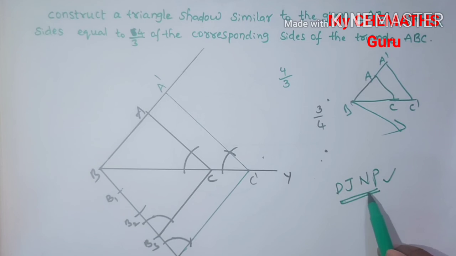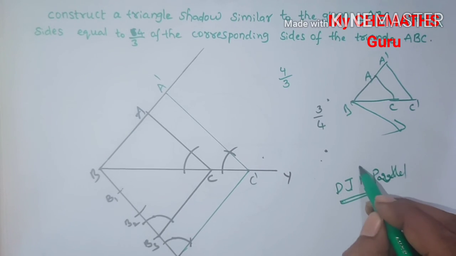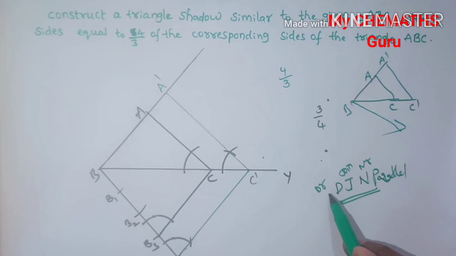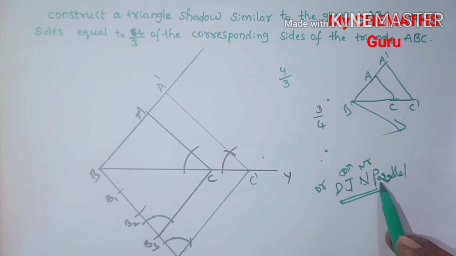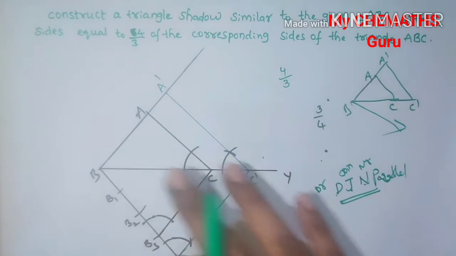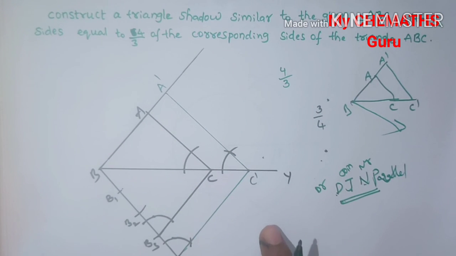So keep this code: denominator join to the end point, and through the numerator you have to draw a parallel line. Denominator join, numerator parallel. Okay, like this you have to draw. It is a most important model, a selected construction for the board exam. I hope all of you understood.